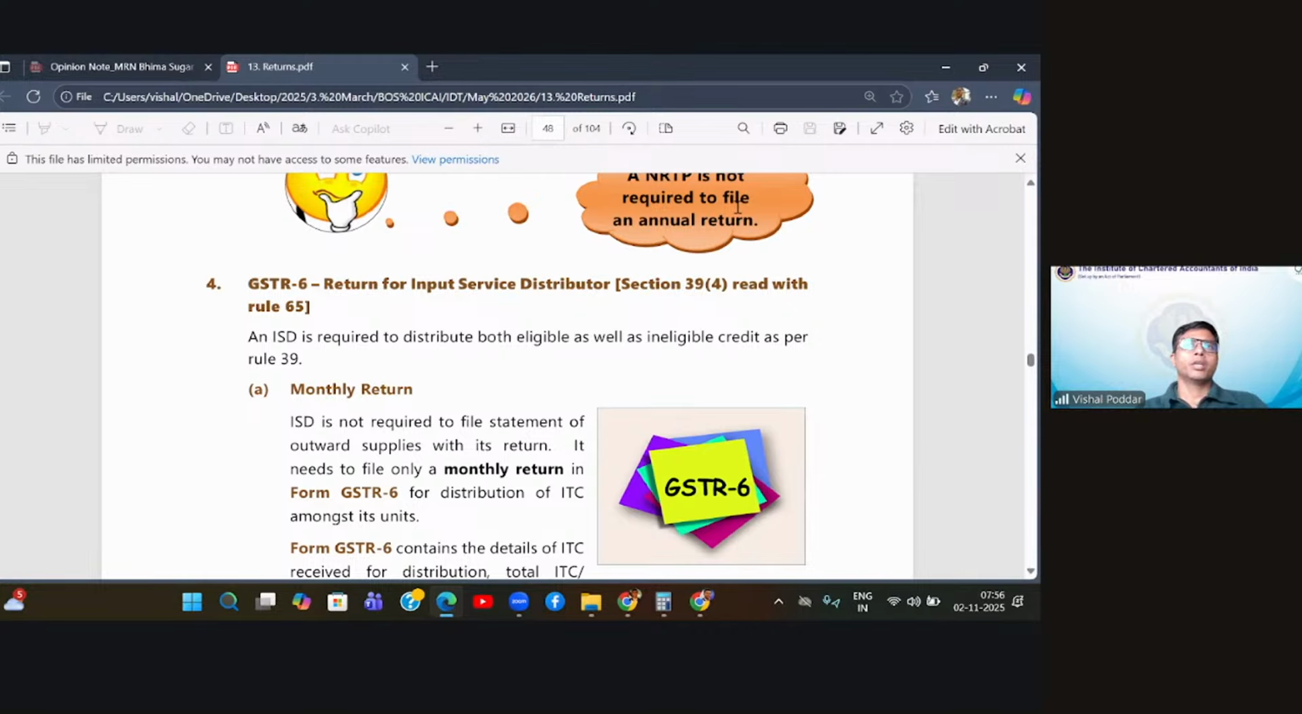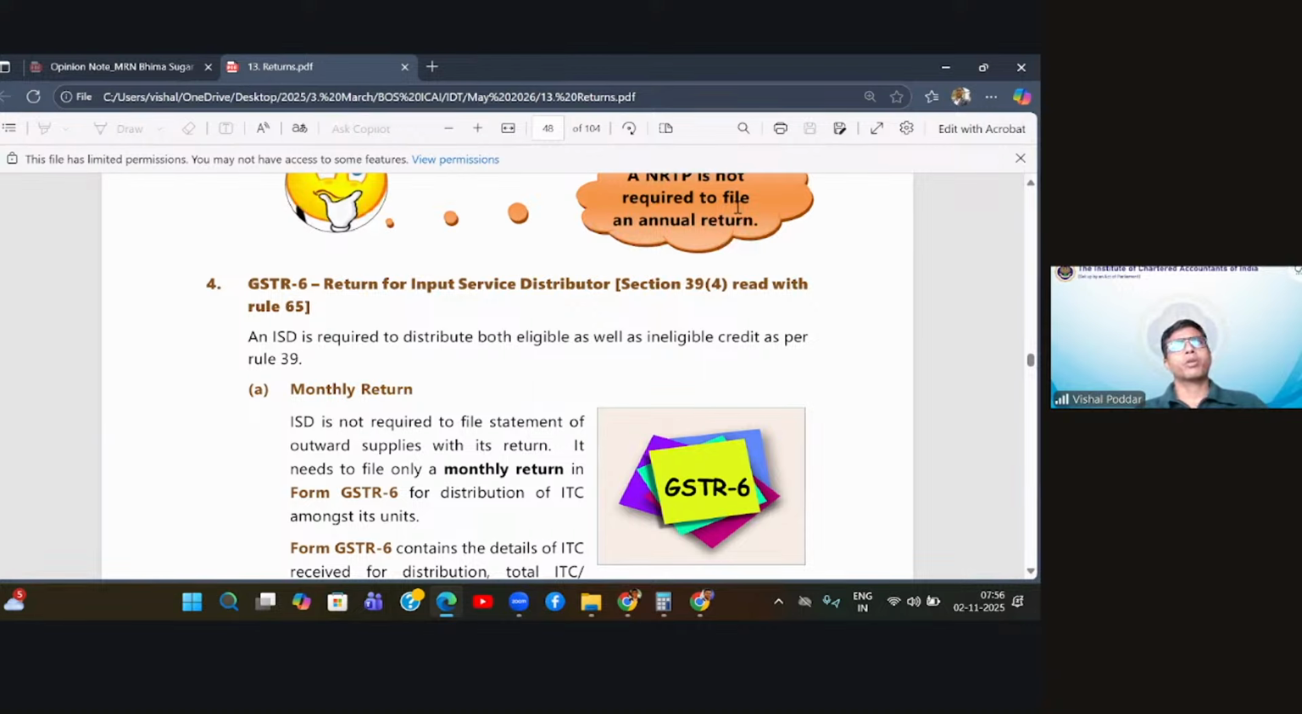So ISD is that office, out of all the different registrations that you have taken, which is receiving common inward supplies. And that common inward supply is such that it is being utilized, it is being benefited by different units under the same PAN. So let us say you are a company with multiple units across India and you have one corporate office in New Delhi.